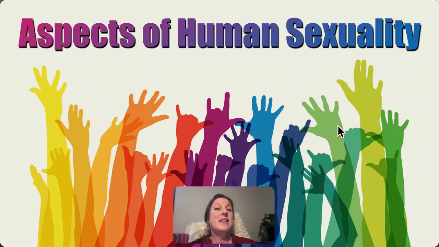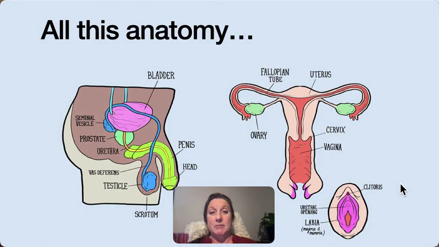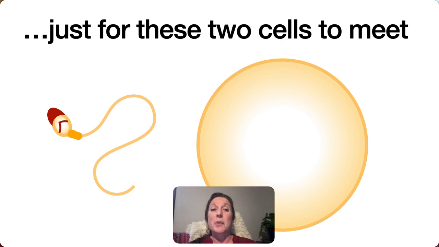Hello there. This video is about gametogenesis, which is the process of making sperm and eggs. We've spent some time looking at the anatomy, the internal anatomy, the external anatomy. We've looked at how it forms from the embryo into the adult. And all of that anatomy is simply to support these two cells meeting.